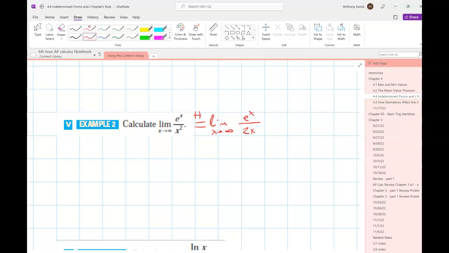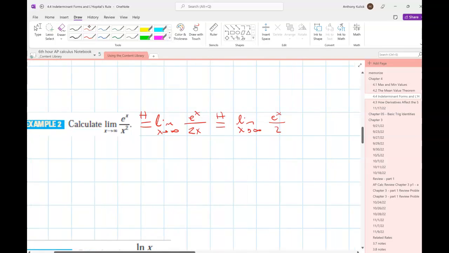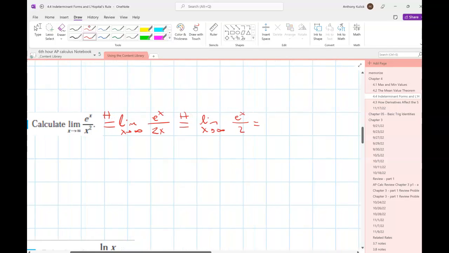Okay. If I do direct substitution, what do I get? Infinity over infinity. Mr. Kulik, it didn't work. Do it again. What's the derivative of e to the x? Okay. What's the derivative of 2x? 2. If I do direct substitution now, what do I get? Infinity over 2, which is just infinity.